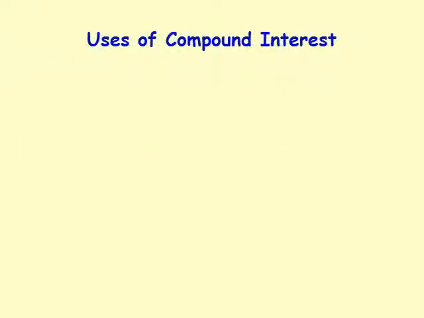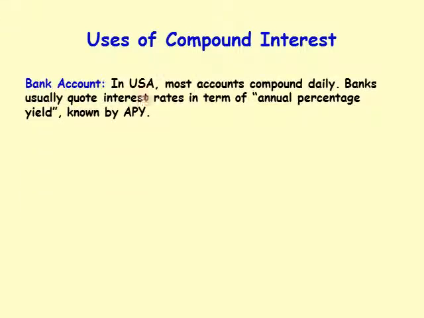Let's see where compound interest is used. Example: in the USA, most accounts compound daily, and banks usually quote the interest in terms of annual percentage yield, known as APY. So, in the USA, most banks compound daily, and on a savings account, interest is quoted as annual percentage yield, also called APY.